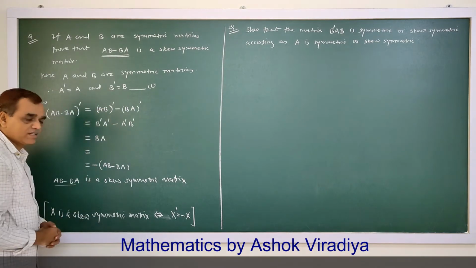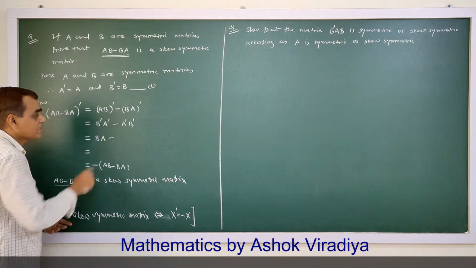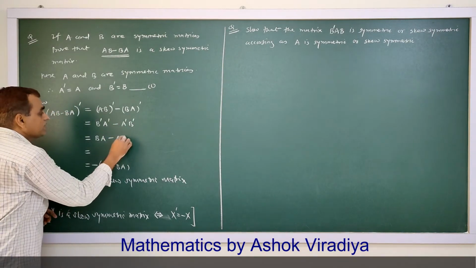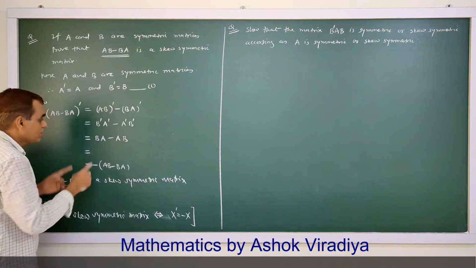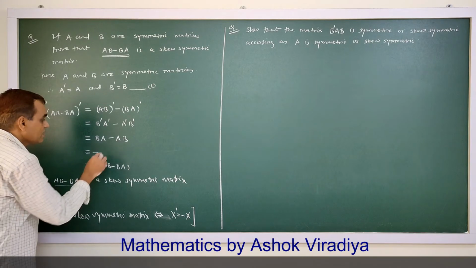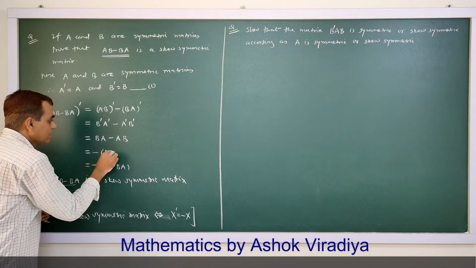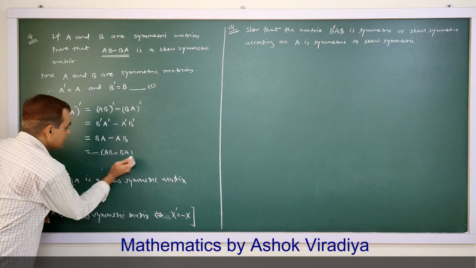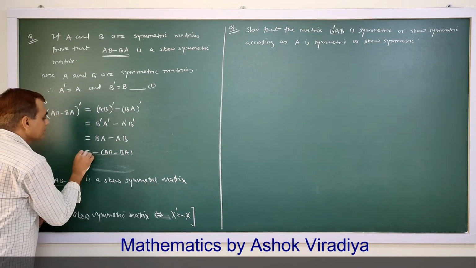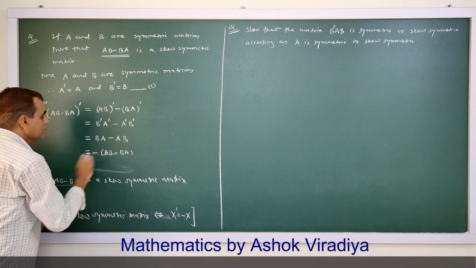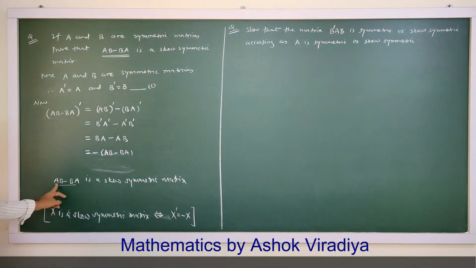Now B transpose is B, A transpose is A. So BA minus AB. Taking minus common, AB minus BA. So the result is true. So this is a skew symmetric matrix.